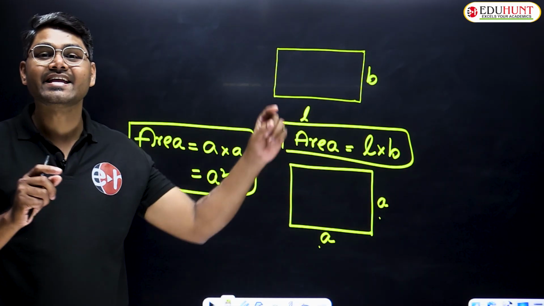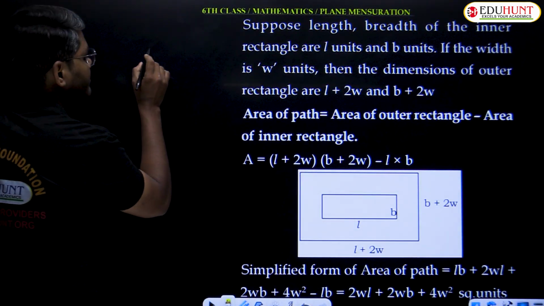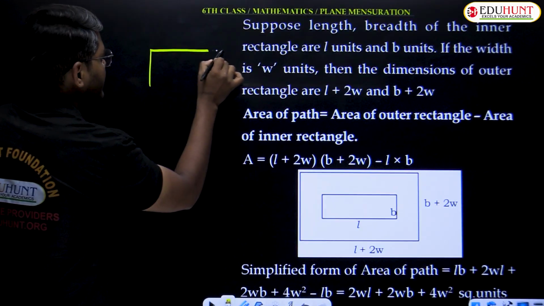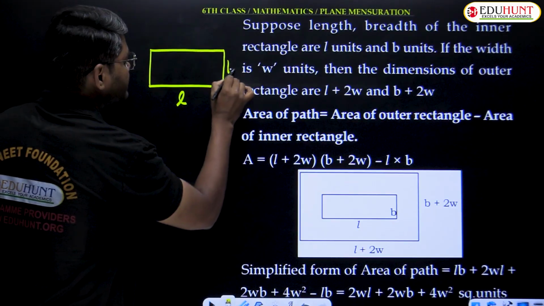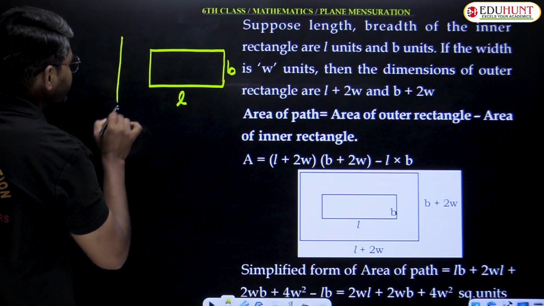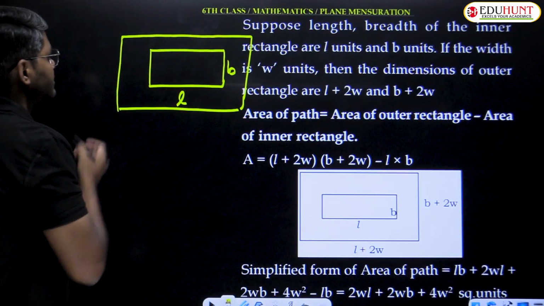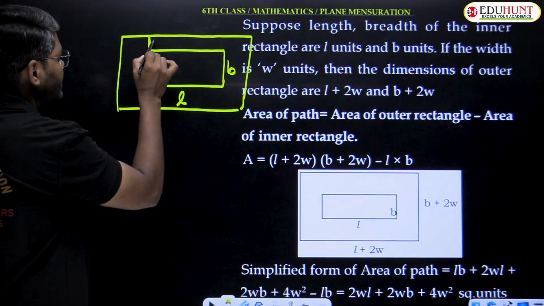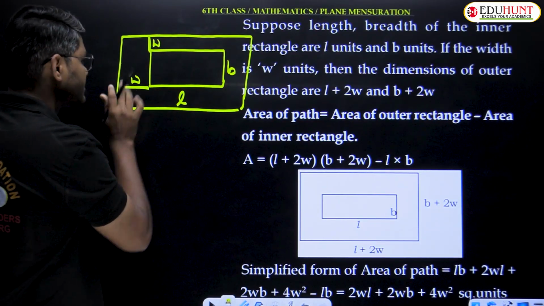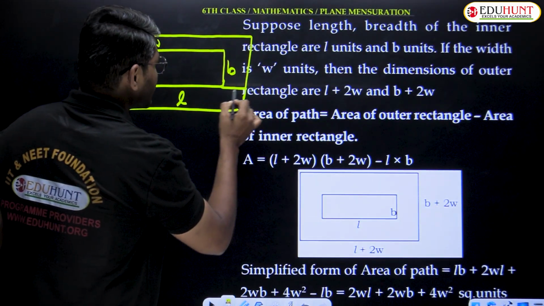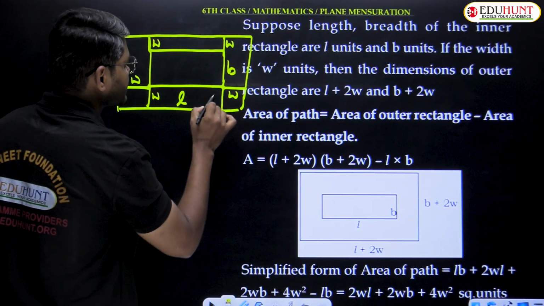Now, let's see the area of a path. This is a rectangle. This is a small rectangle which is having length L and breadth B. So, another rectangle is surrounded by this rectangle. This length is W. This is called width. This length is also W width. Both are the same. This is also W. This is also W. This is W and this is W.